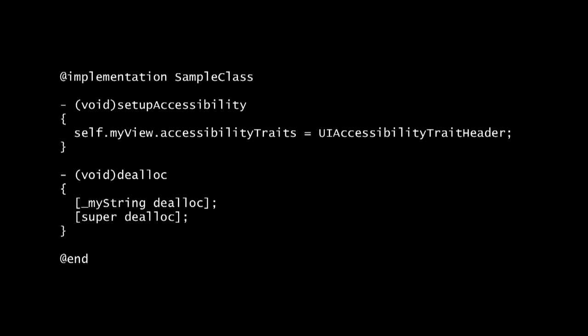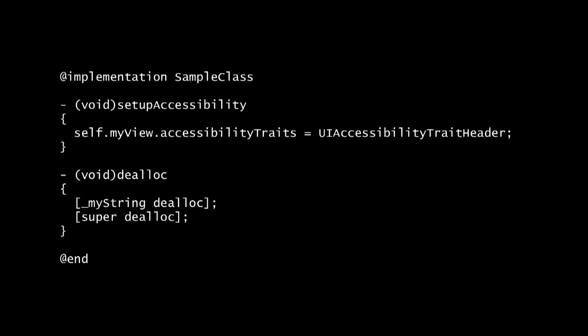So a lot of you might be familiar with the VoiceOver feature in iOS, which lets people that have disabilities or other problems use the phone. They can still use your app even if they have visual impairment. So here we're setting an accessibility trait on a view, which basically tells VoiceOver how to announce that view to someone who's visually impaired. And then we also have a nice, straightforward dealloc implementation there that's just releasing an ivar.